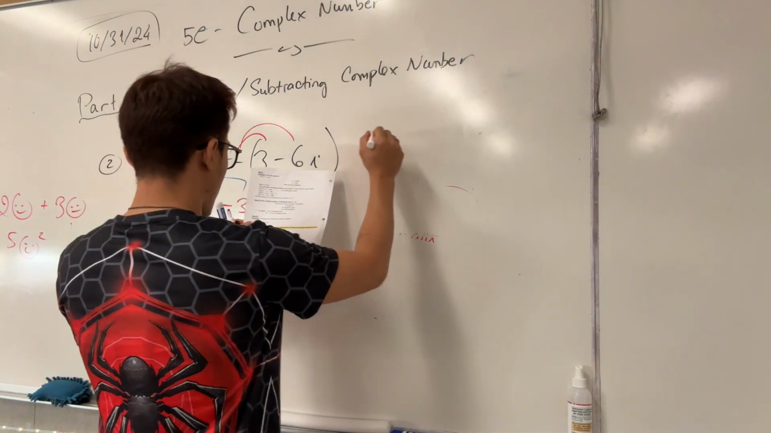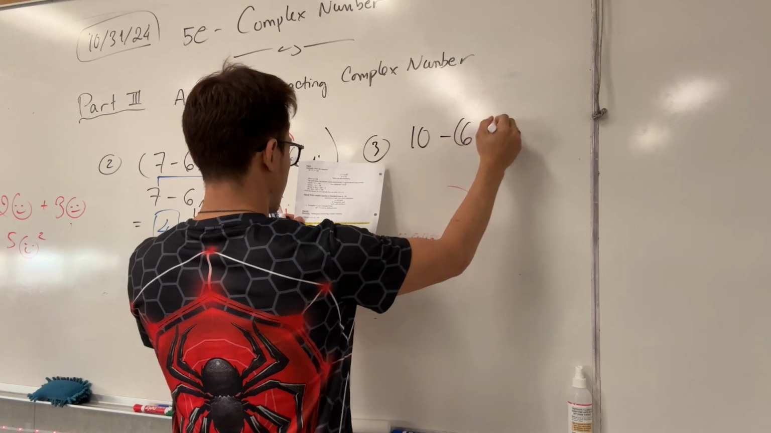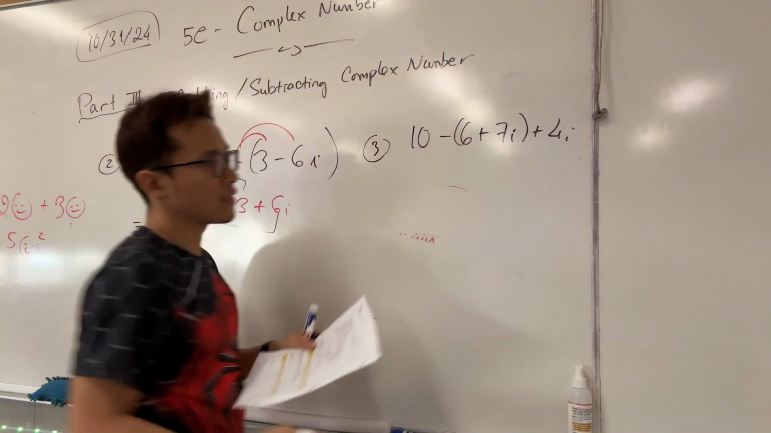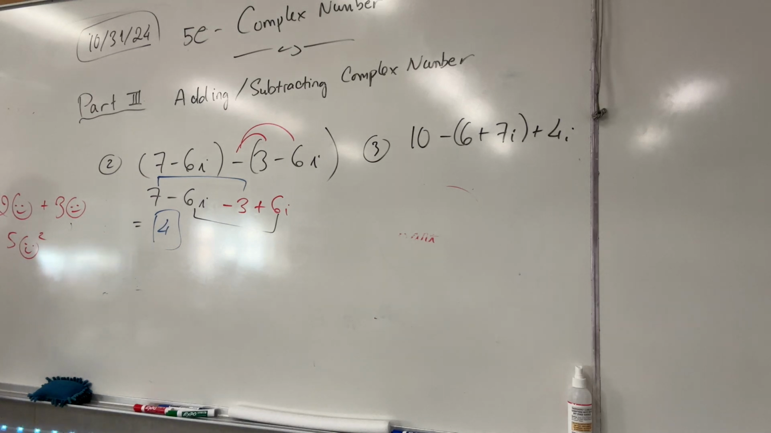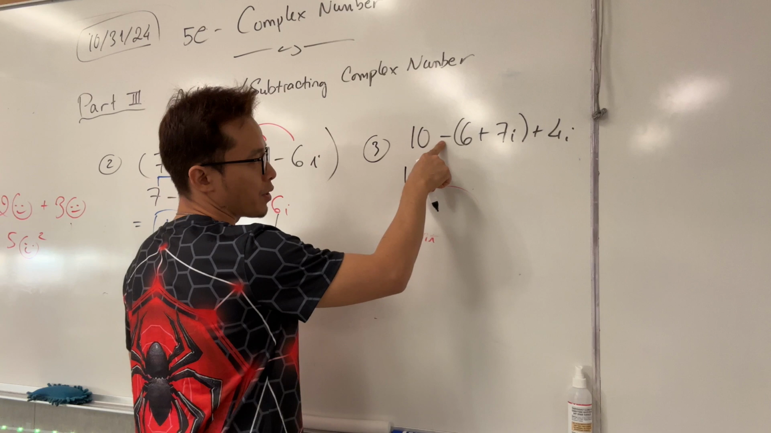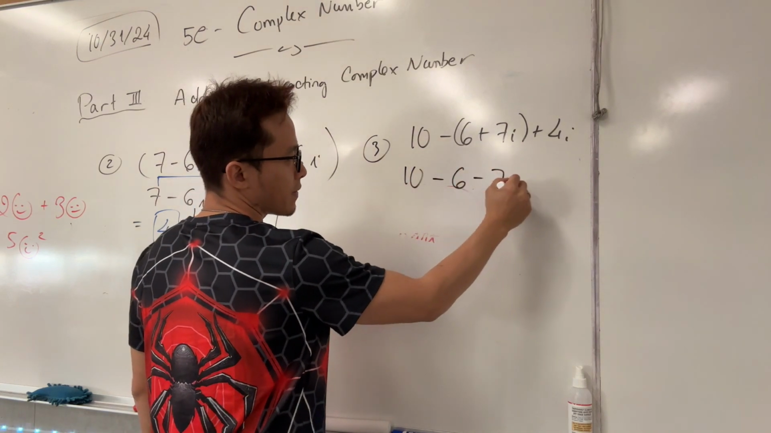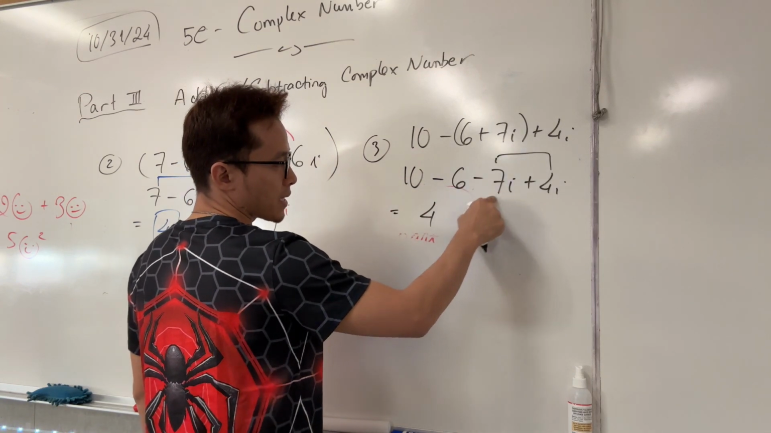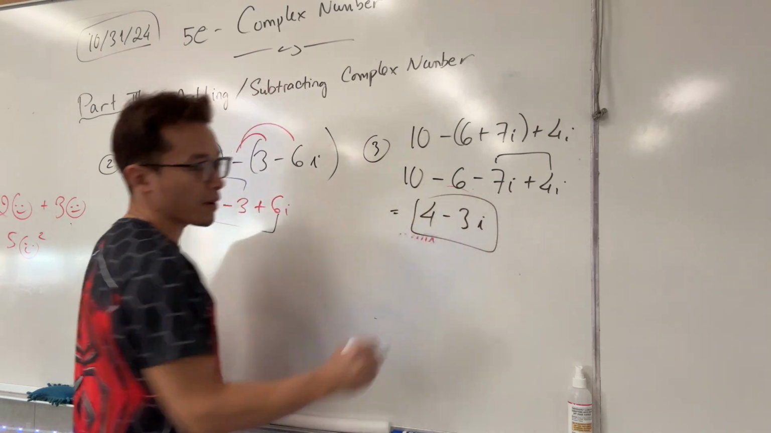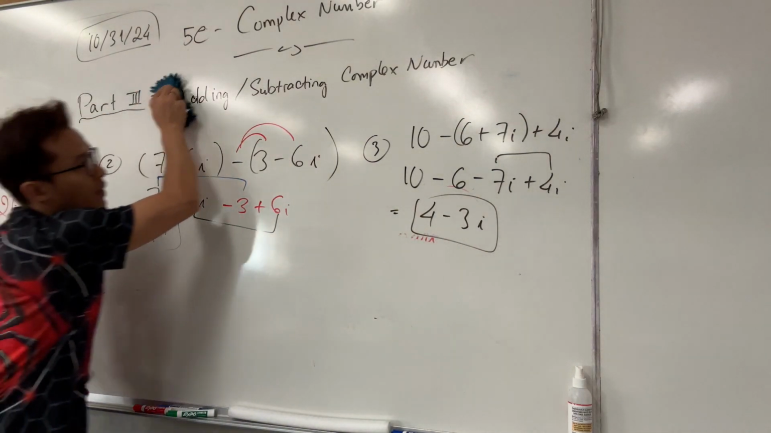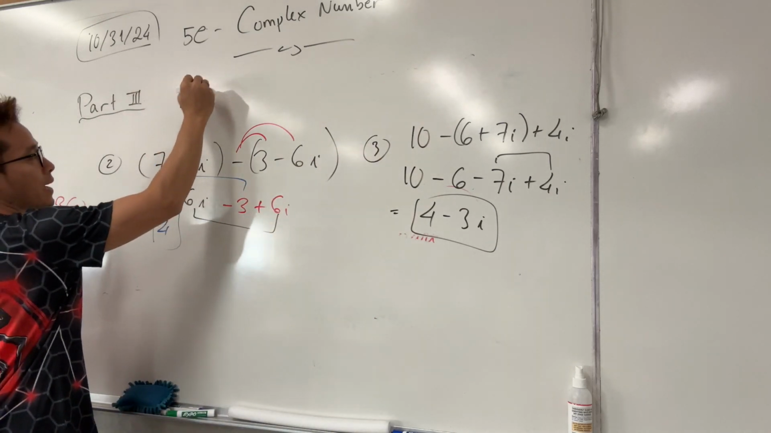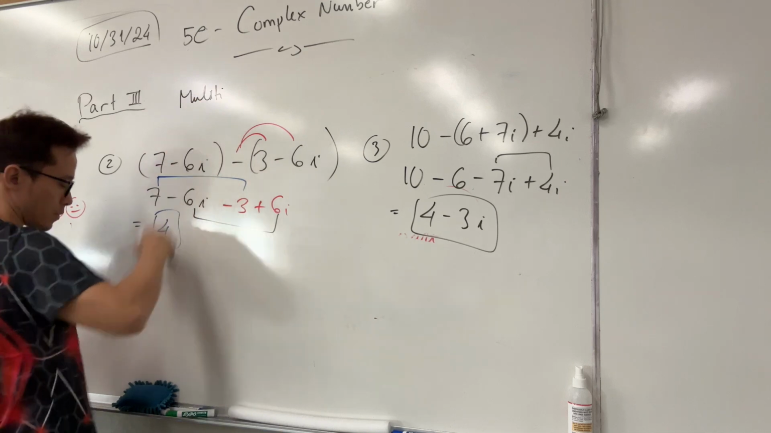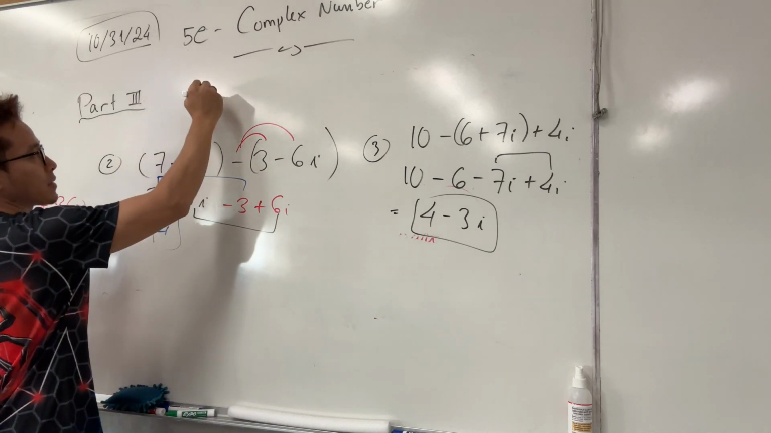Last one for this part. 10 minus 6. So that means you may not have homework this time. Alright, let's go. Maybe just 1 minute and 10 seconds. So 10, because you're going to distribute a negative, you're going to have negative 6. And then negative 7i plus 4i. 10 minus 6 is 4. Combining terms, negative 7 plus 4 is negative 3. Okay, so 4 minus 3i. That's good. So next one is going to be multiplying complex numbers.